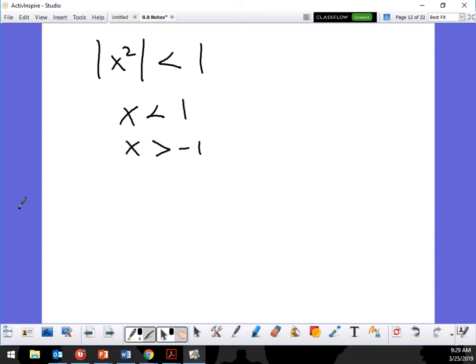So it's going to matter that it's squared when you get rid of the absolute value. When you get rid of the absolute value, it's basically the square root of 1.